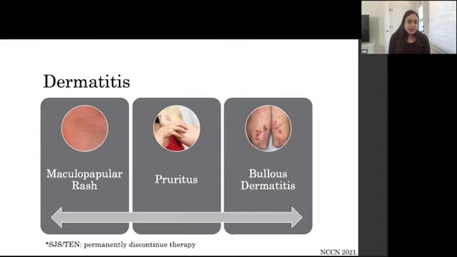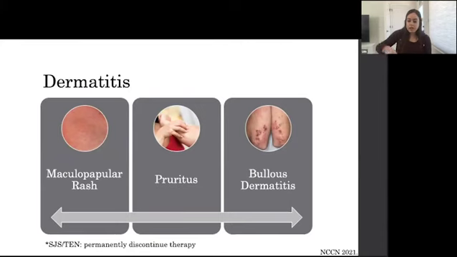NCCN categorizes the dermatitis based on presentation. You can see more benign presentation, like with maculopapular rash, and then escalating in intensity, something like bullous dermatitis. And similarly, the treatment is dictated by the grade of the dermatitis, and typically it's categorized by the percentage of body surface area that's covered by the rash.